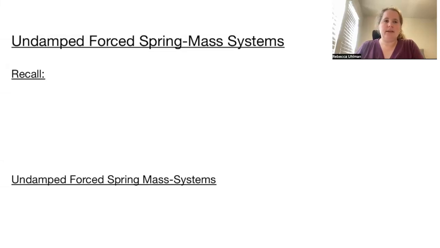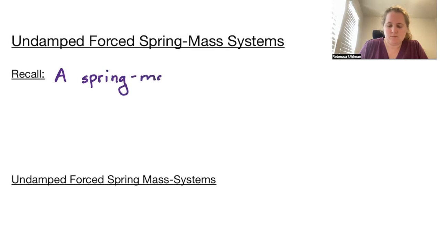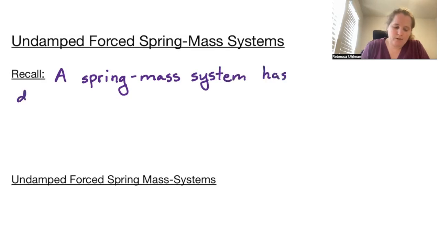Welcome to Undamped Forced Spring Mass Systems. So again, recall a spring mass system has displacement, or displacement from equilibrium.